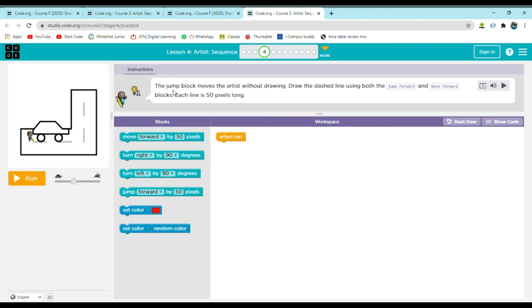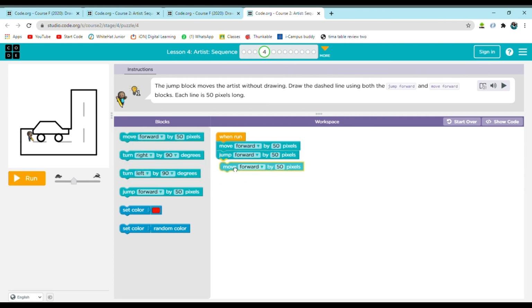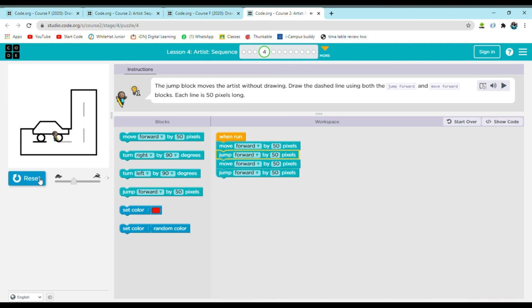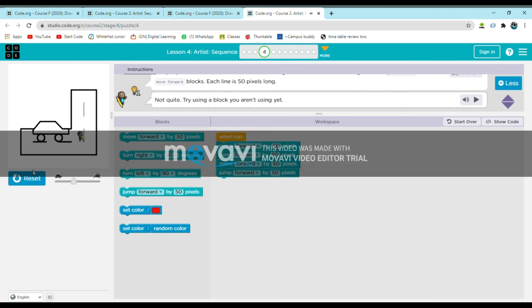Now, the jump block moves the artist without drawing. Draw the dashed line using both the jump forward and move forward blocks. Each line is 50 pixels. Move forward by 50 pixels. Jump forward by 50 pixels. Move forward by 50 pixels. Jump forward by 50 pixels. It drew the first one. It should also draw these two, right?